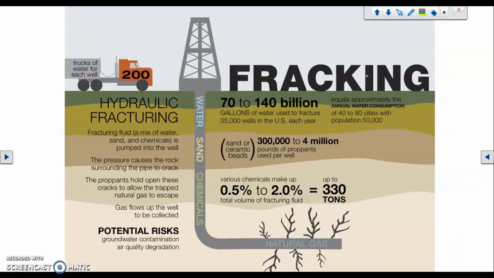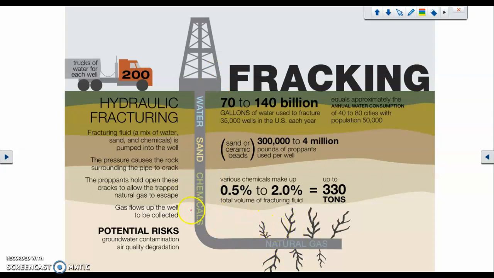One of the current practices we use now to recover gas is called fracking. The reason it's called fracking is that we fracture rock. Now, why do we use fracking?